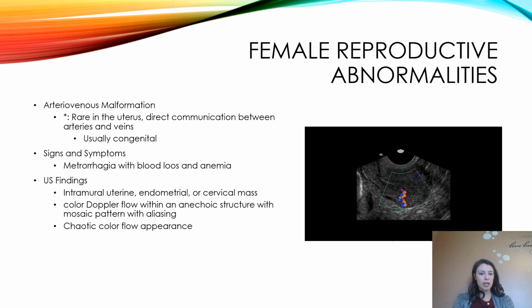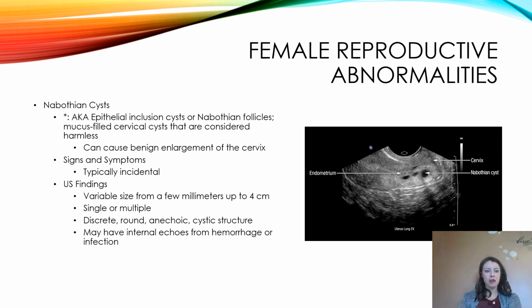Some findings sonographically could be an intramural uterine, endometrial or cervical mass, with color Doppler flow within the anechoic structure, some mosaic pattern with aliasing, and there's just a chaotic color flow appearing. You can see it right there. There really shouldn't be that much flow found within the uterus, but you can see that that's an AV formation.